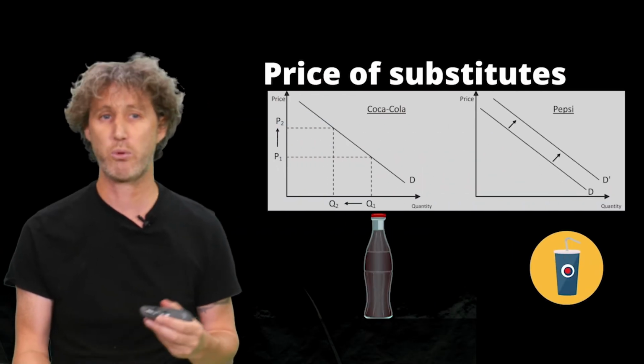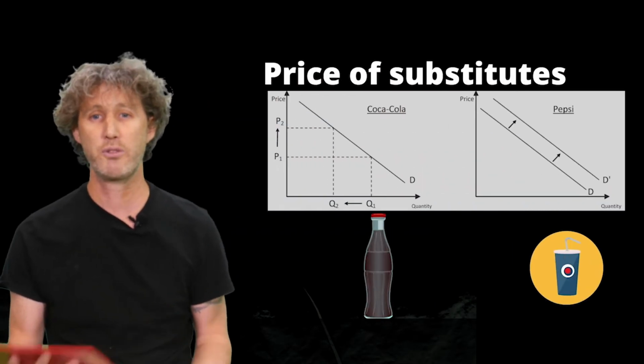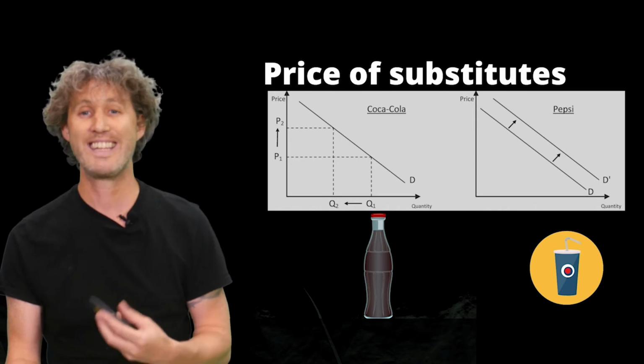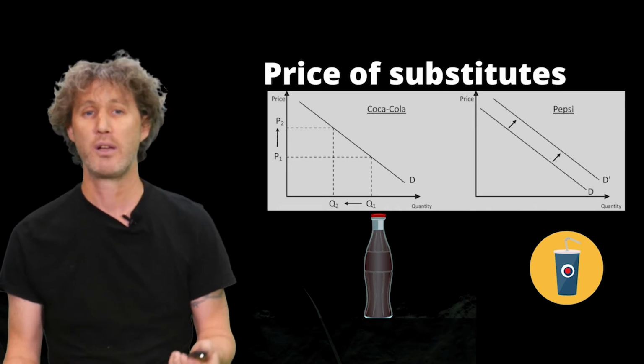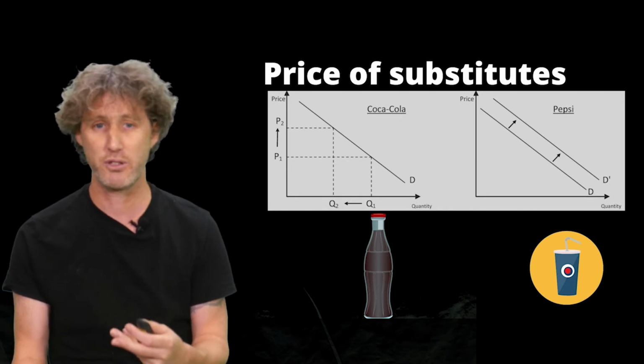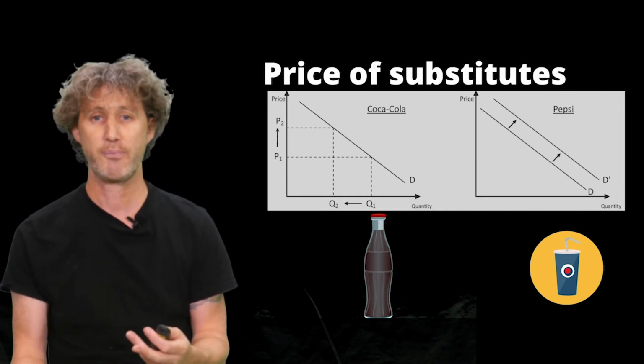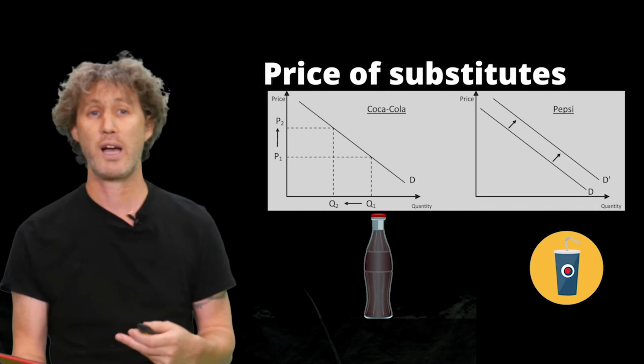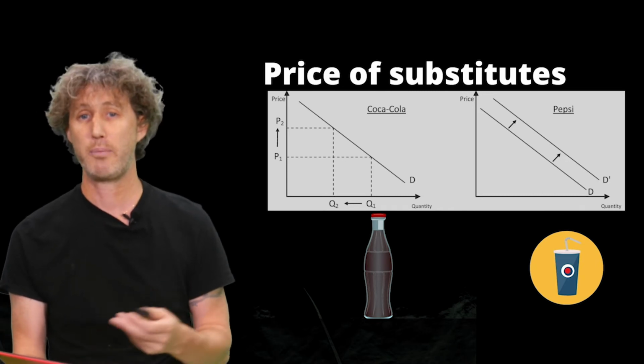Okay, so what are these non-price factors? Well, the first one is the price of substitutes. Okay, substitutes are goods that can be used instead of each other. So for example, tea and coffee are substitutes, maybe not perfect substitutes, but they're substitutes. Butter and margarine. In this example here, we have Coca-Cola and Pepsi.